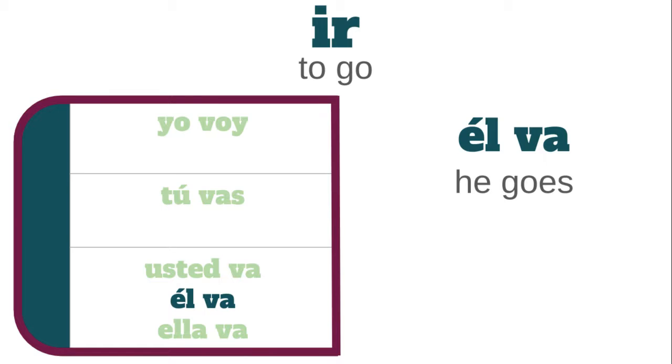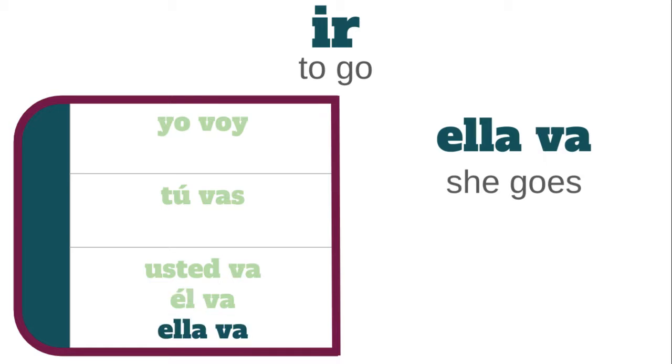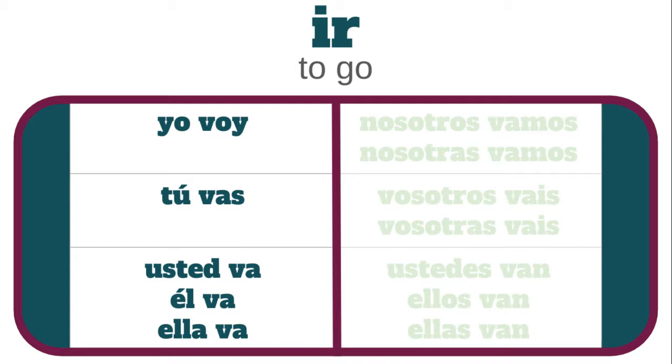Same thing for the ella form. She goes. Ella va. So that was yo voy, tú vas, usted va, él va, and ella va.